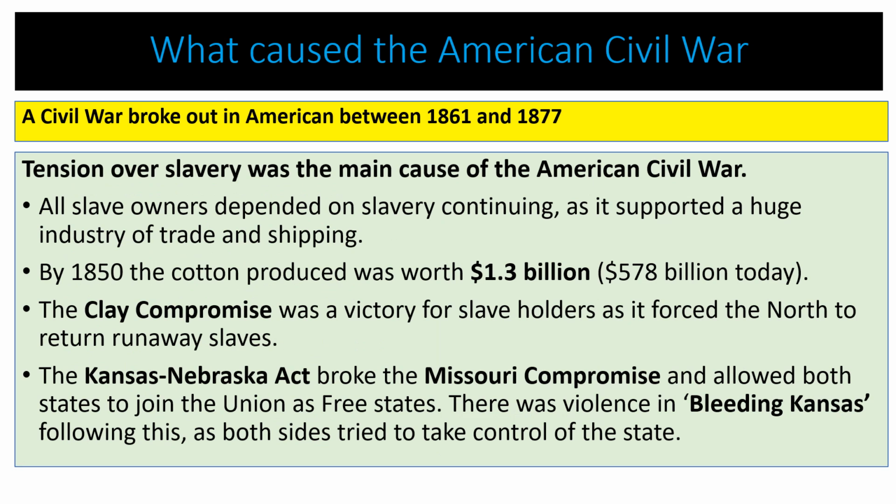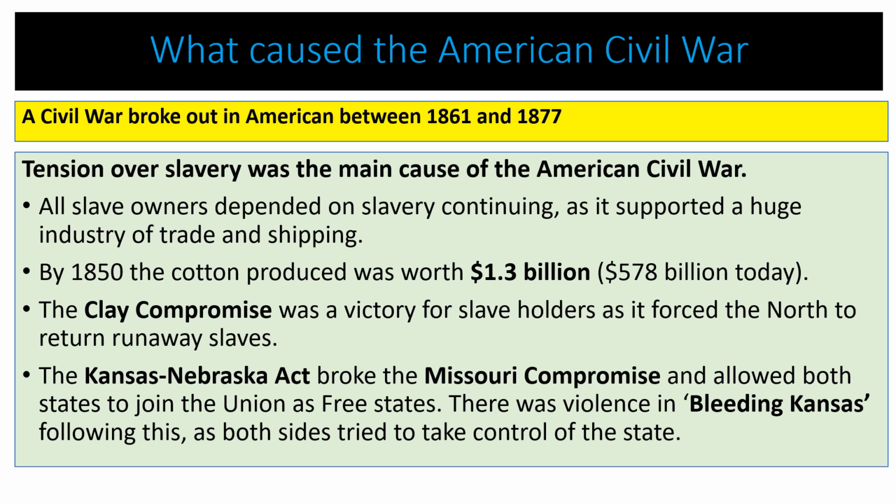So let's just go through the big picture of what caused the American Civil War. Tension over slavery was the main cause of the American Civil War. And we might describe this as the underlying factor that made everything crucial in terms of the cause of the war. Slave owners depended on slavery continuing as it supported a huge industry of trade and shipping. By 1850, the cotton produced was worth $1.3 billion.